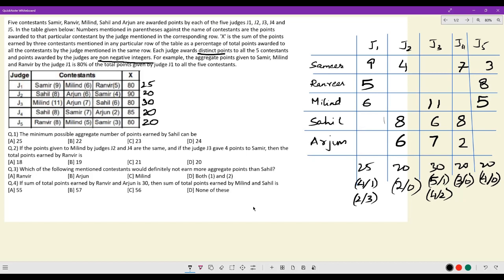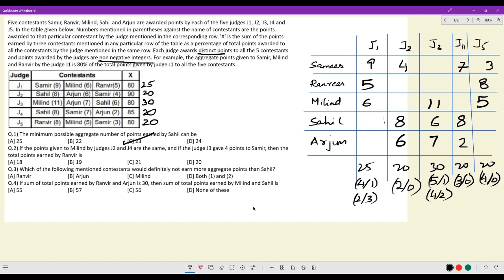Let's get to individual questions. The minimum possible aggregate number of points earned by Sahil can be. We want to minimize the score of Sahil. From 3 judges, we know his precise scores. 8, 6, and 8. So 22 is already gone. From judge 1, he can get a minimum of 1. And from judge 5, he can get a minimum of 0. So 8 plus 6 plus 8 plus 1 adds up to 23. Minimum points earned by Sahil can be 23.